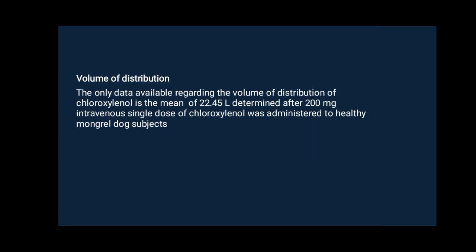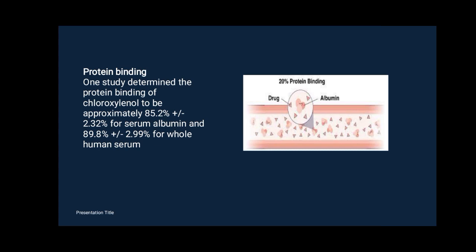Volume of distribution. The only data available regarding the volume of distribution of chloroxylenol is the mean of 22.45 L determined after a 200 mg intravenous single dose of chloroxylenol was administered to healthy mongrel dog subjects. Protein binding. One study determined the protein binding of chloroxylenol to be approximately 85.2% plus minus 2.32 for serum albumin and 89.8% plus minus 2.99 for whole human serum. This is a 20% protein binding drug and albumin.